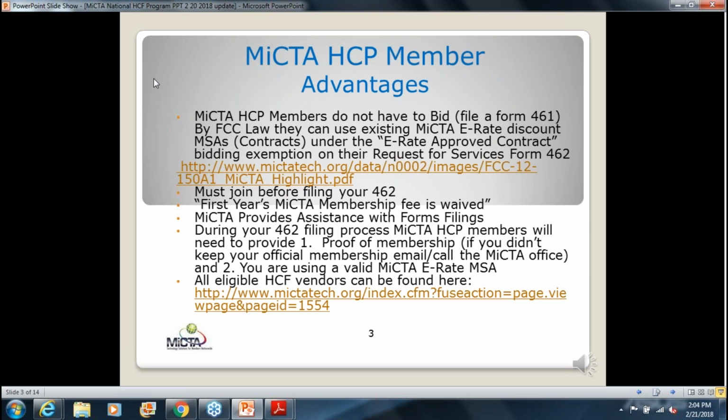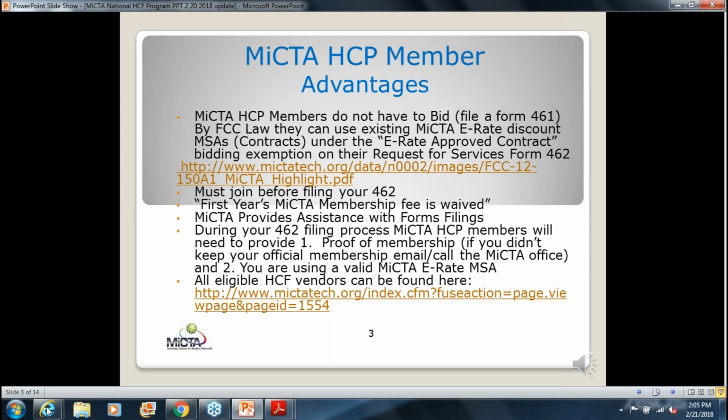Okay, now the advantages for our members. First of all, the HCP, the healthcare provider members, do not have to bid. That means they don't have to file in this program a Form 461, because by FCC law, they can use existing MiCTA E-rate discount MSAs, Master Service Agreement contracts, under the E-rate approved contract bidding exemption on the request for services on Form 462, which is the request for services, obviously.